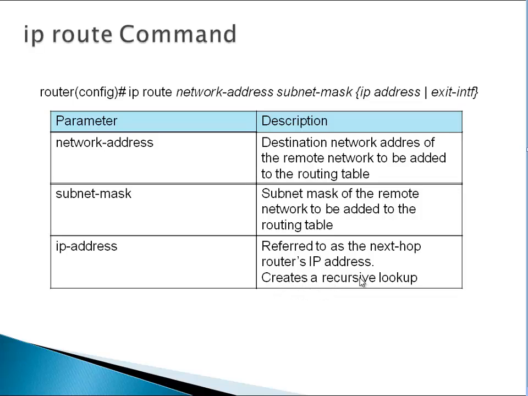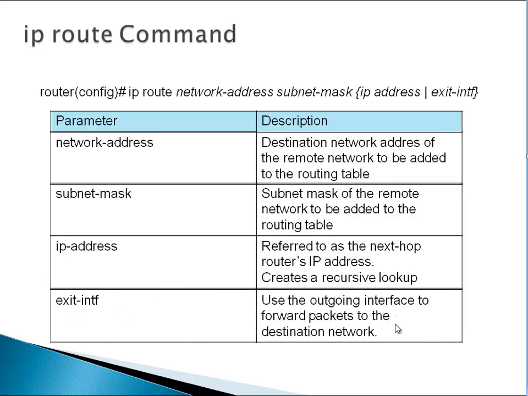This will create something called a recursive lookup, because if I tell you, okay, to get to this destination you need to use this neighbor, what your router has to do is find out, okay, how do I get to that neighbor to start with? That will be the exit interface. Use the outgoing interface to forward packets to the destination network. You can choose either the IP address, that will be the neighbor's IP address, but it will create another lookup for the router, or you can put your exit interface. With the exit interface, there will not be another lookup. The router will right away send any packets to that network through that exit interface.